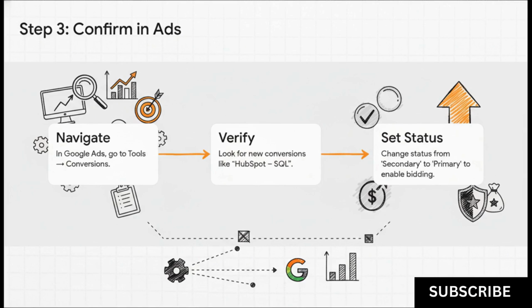Now listen up, because this part's really important. By default, Google sets these as secondary actions. This is actually a really smart safety feature. It means they'll be tracked, but they won't mess with your bidding just yet. I'd recommend leaving them this way for a few weeks, just to let the data pile up without rocking the boat. Once you're confident in what you're seeing, then you go in and switch their status to primary. And that is when you unleash the real power of this whole integration.